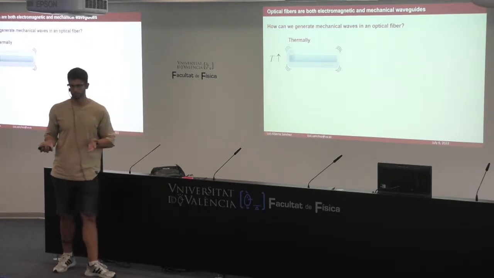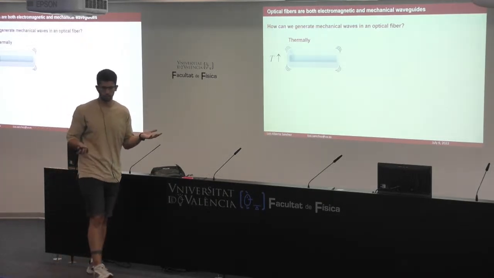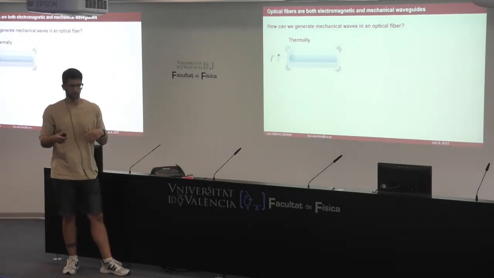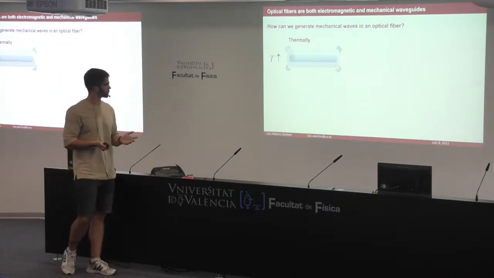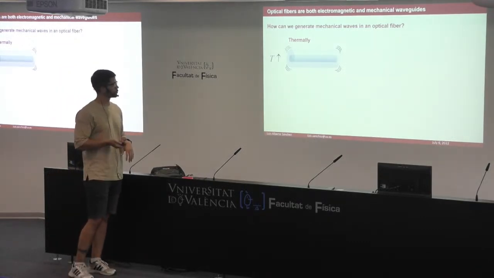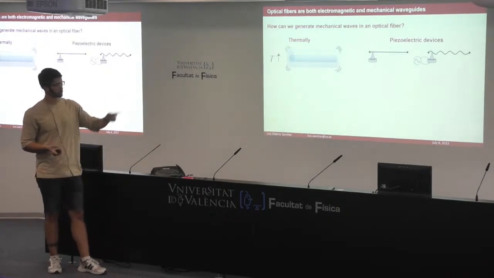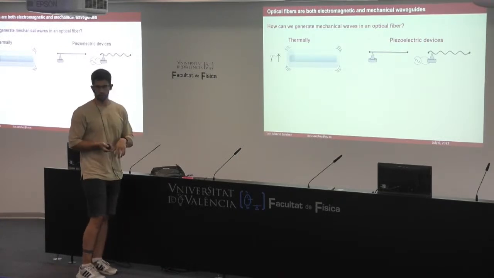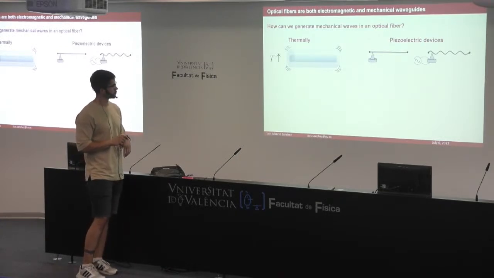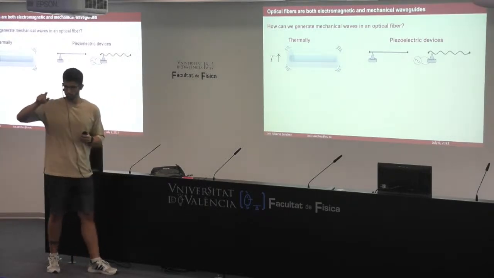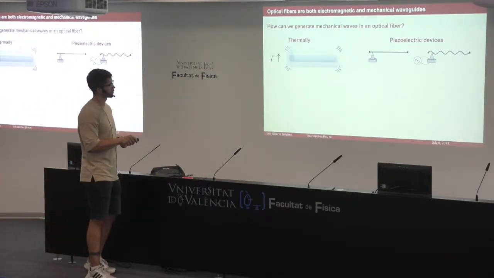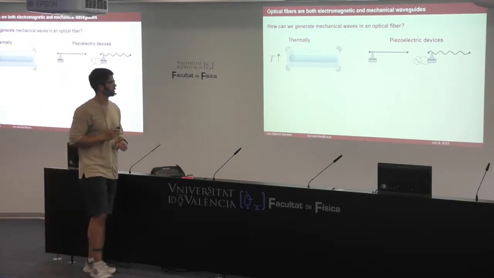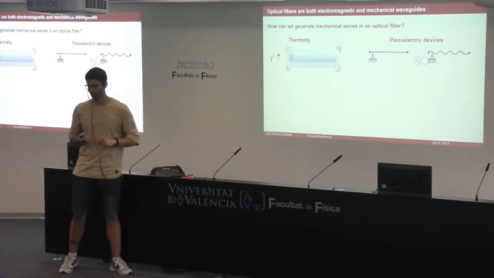is with temperature. If you increase the temperature of the fiber, there are going to be vibrations of the molecules that form the fiber, and that's going to originate mechanical waves. Another way to do it is, as I showed you with the spring, just shaking the fiber. This is a piezoelectric device. When you apply a voltage to this device, it starts vibrating. If you put it in contact with the fiber, you can generate a mechanical wave in the fiber. But there is a cooler way of doing this. Any ideas?